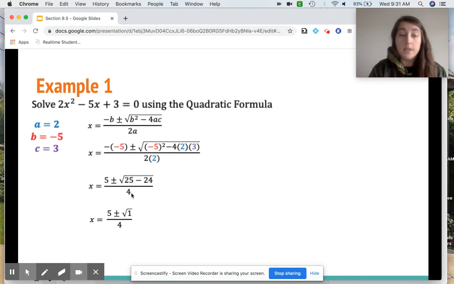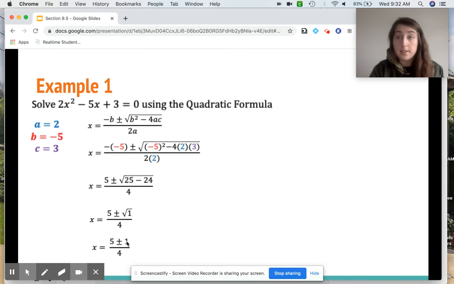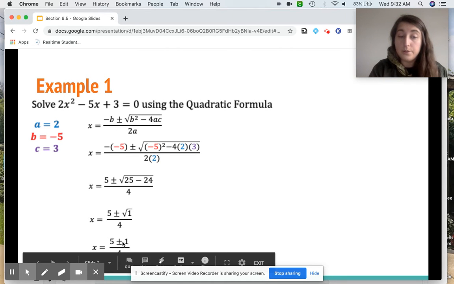Now, can you take the square root of 1? Yes, because 1 is a perfect square, leaving you with 1. Just like when you were solving by square roots before, you had two answers, your positive and your negative. So when you have your quadratic equation and you're using your quadratic formula, you also have two solutions as well, both that positive and the negative.